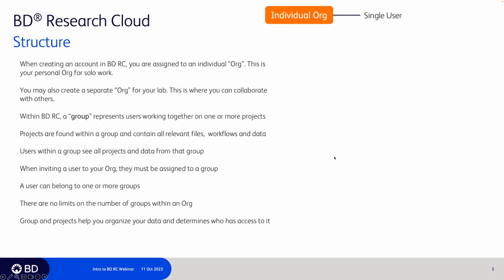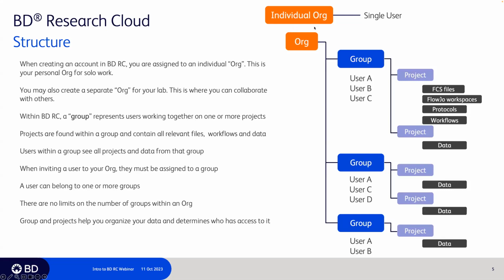So a quick note about structure in BDRC. When you first sign up to your account, you are given an individual organization. So that is for you and it's for single use. You cannot invite other people to your individual organization. But you may also create a separate organization that's for your lab. So that would be a collaborative organization. So this is the individual organization that's created for you automatically when you create an account.